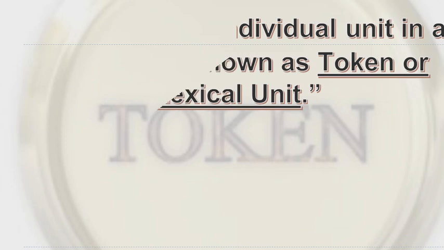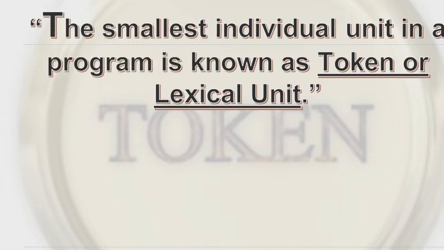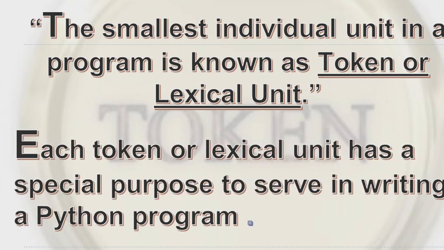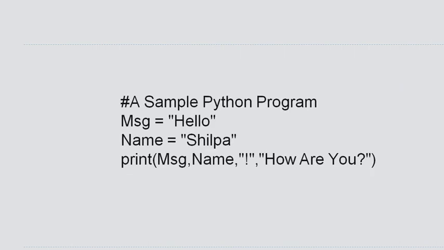So what are tokens? Tokens are the smallest individual units of a program which cannot be divided further. Each particular token is for a special purpose whenever we write a computer program. So let's see, this is a program. In this program we have so many symbols, so many words. Now let's see what these are.